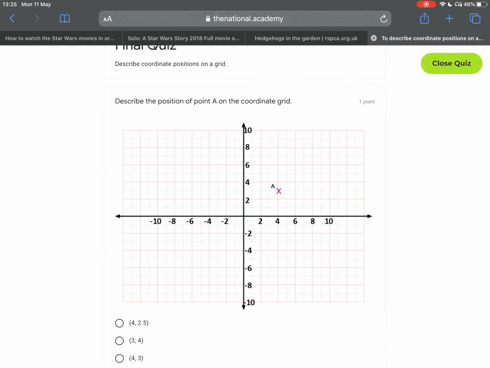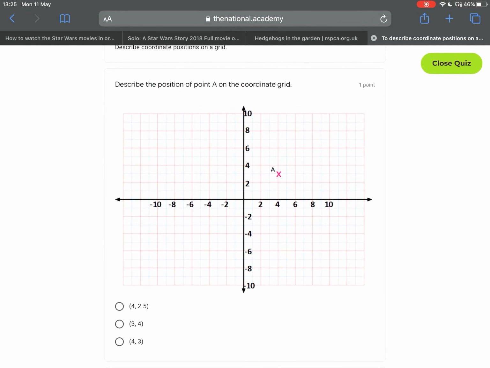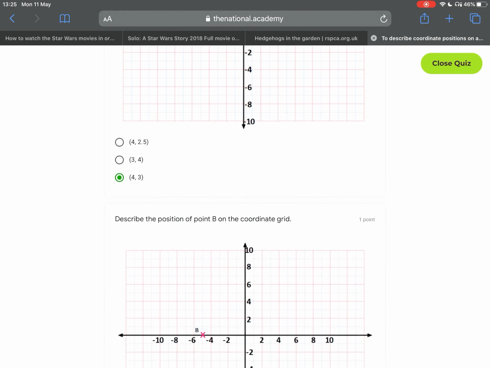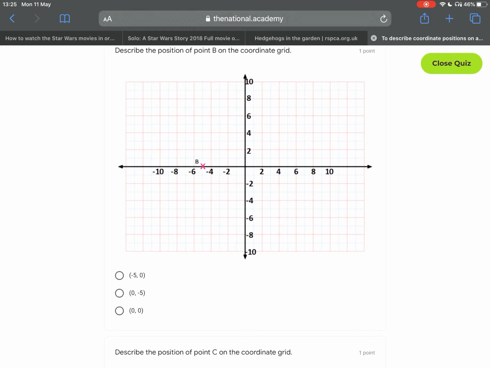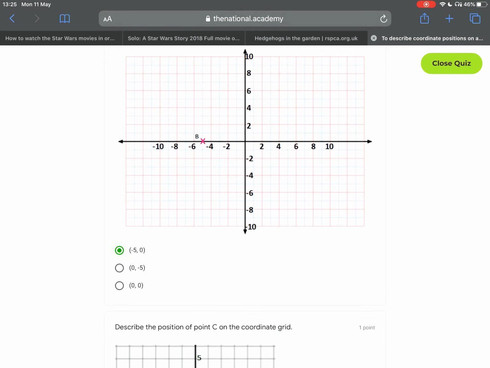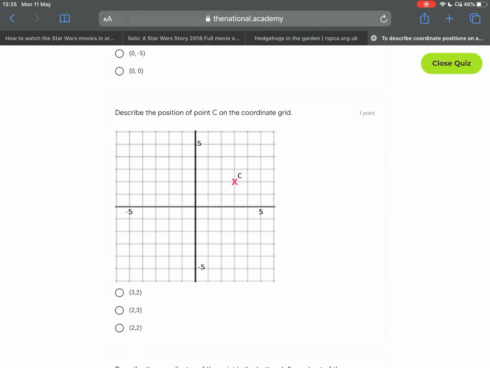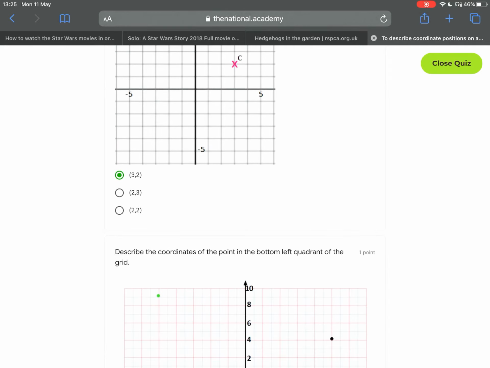Describe the position of point A on the coordinate grid. So that would be 4, 3. Describe the position of point B on the coordinate grid. That would be minus 5, 0. Describe the position of point C on the coordinate grid. That would be 3, 2.